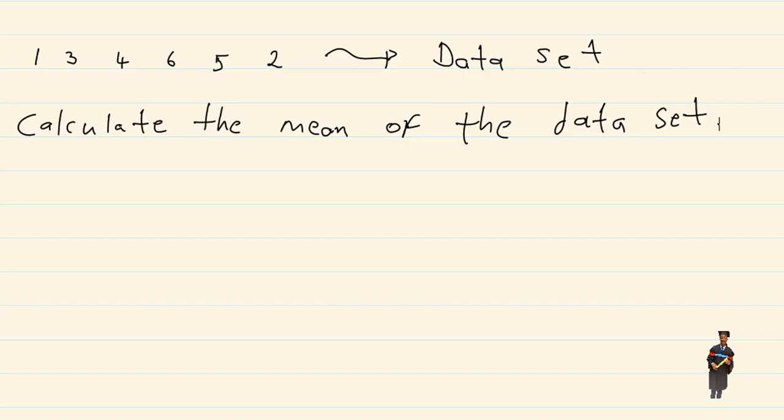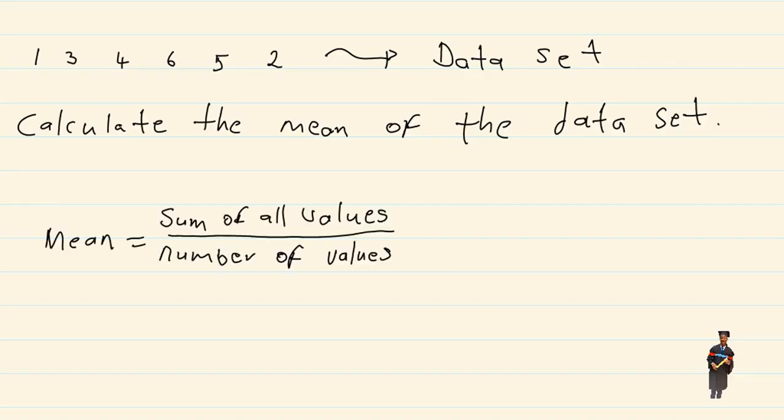So in order for us to calculate the mean of a given data set, we have to use the following formula, which says mean is equal to sum of all values divided by number of values. These are also values. So the formula says we have to add.